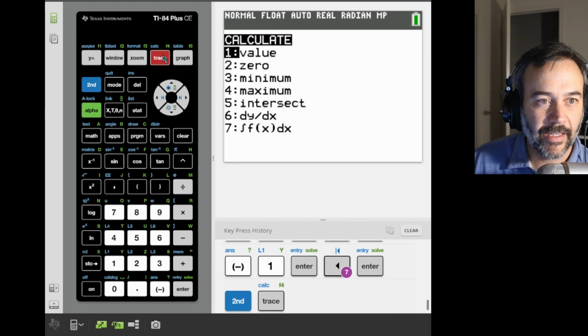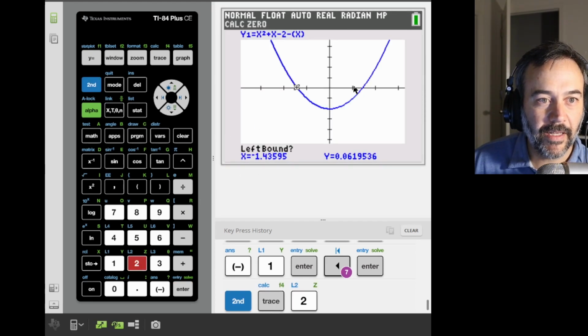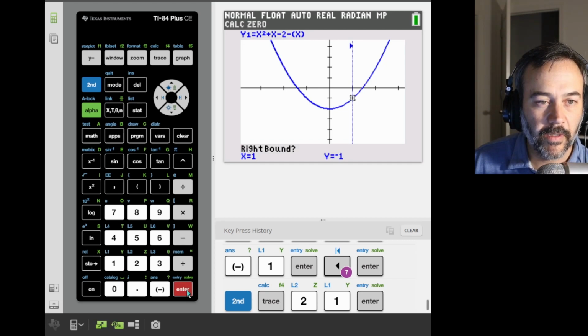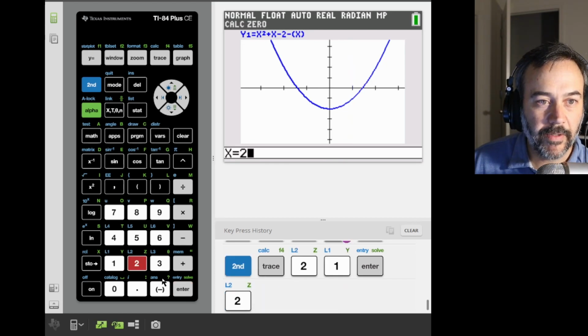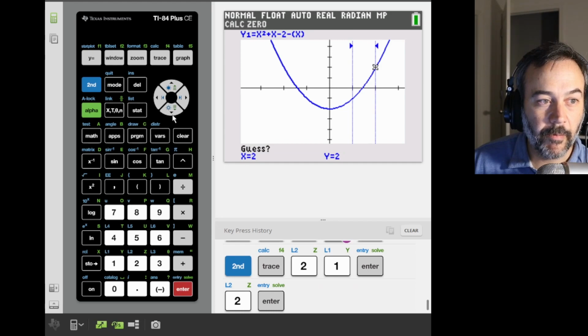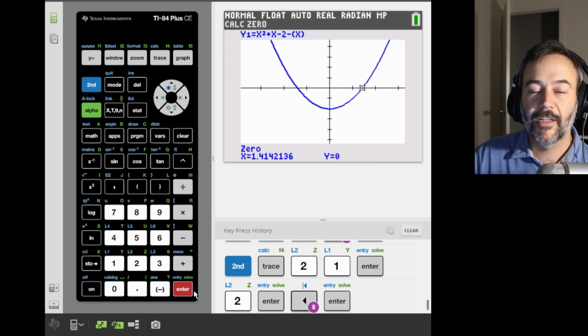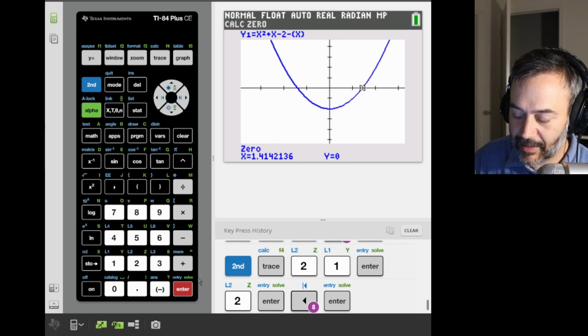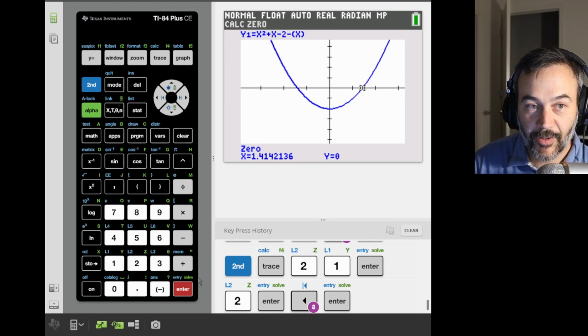We'll do the same one over on the other side. I'll hit second calc, 0 is 2. And now my left bound, something just to the left of this x-intercept, would be x equals 1. And then right bound, x equals 2. And the 0 I want is in between. I'll just hit the left arrow a little bit so it's close enough. It doesn't really matter. Once it's close, we'll get it. And the other 0 is x equals 1.414.